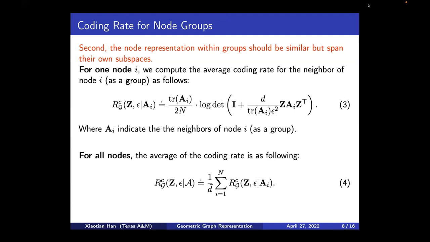And for all nodes, we compute the average coding rate for the whole graph. We regard the neighbors of each node as a group and compute the average coding rate. So if we get a smaller R_C^G here, actually it's a coding rate for node groups, we will have fewer bits in the representation. And if we make the R_C^G here smaller, we will get a similar representation within groups.